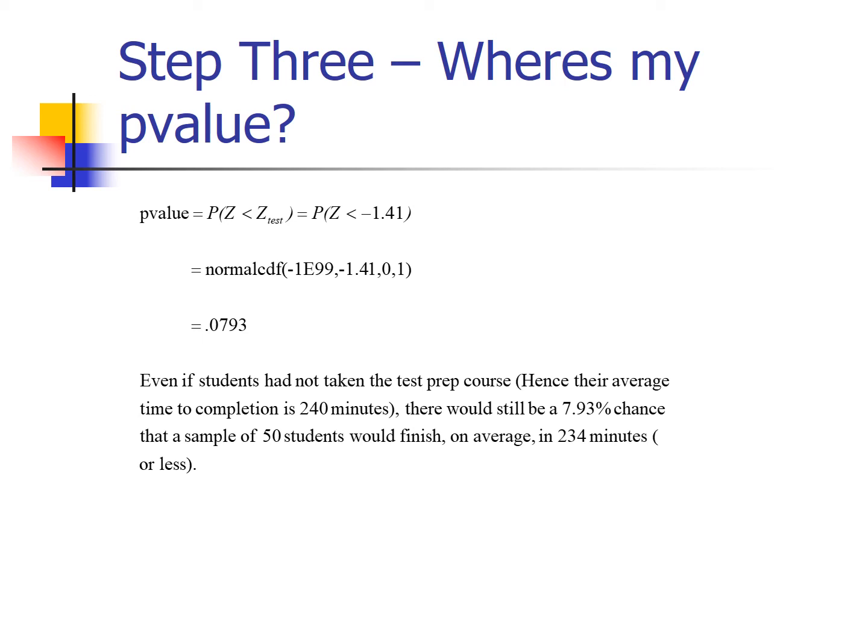How do I interpret it? I interpret it as this. Even if the students had not taken the test prep course, which essentially is equivalent to the null hypothesis, even if their average time to completion is 240 minutes, there would still be a 7.93% chance that a sample of 50 students would have a sample mean of 234 minutes or less.